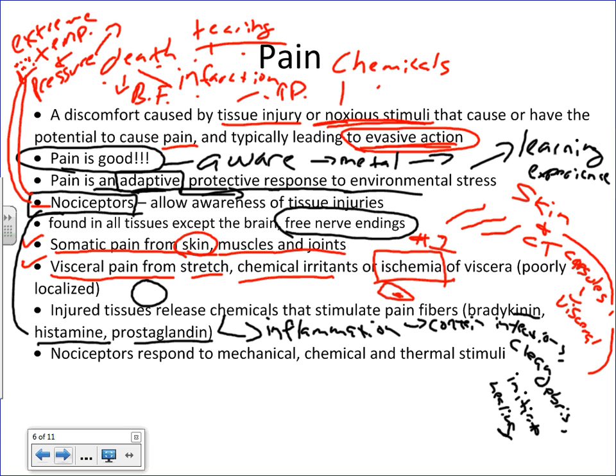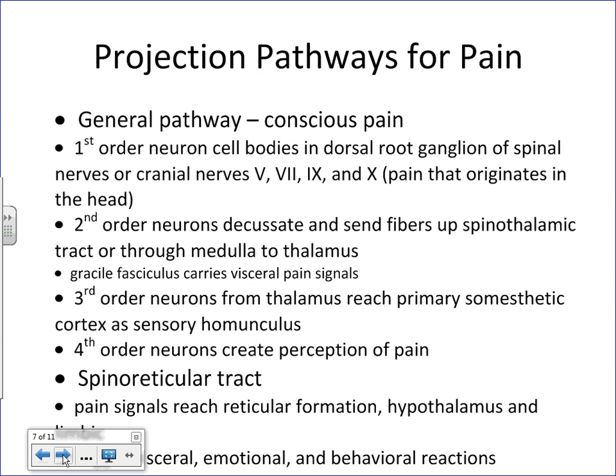So now we've defined pain. Let's talk about how pain information gets to the brain. This is a general pathway for conscious pain. So the first order neurons go to the spinal cord and synapse in the dorsal root ganglion of the spinal cord.